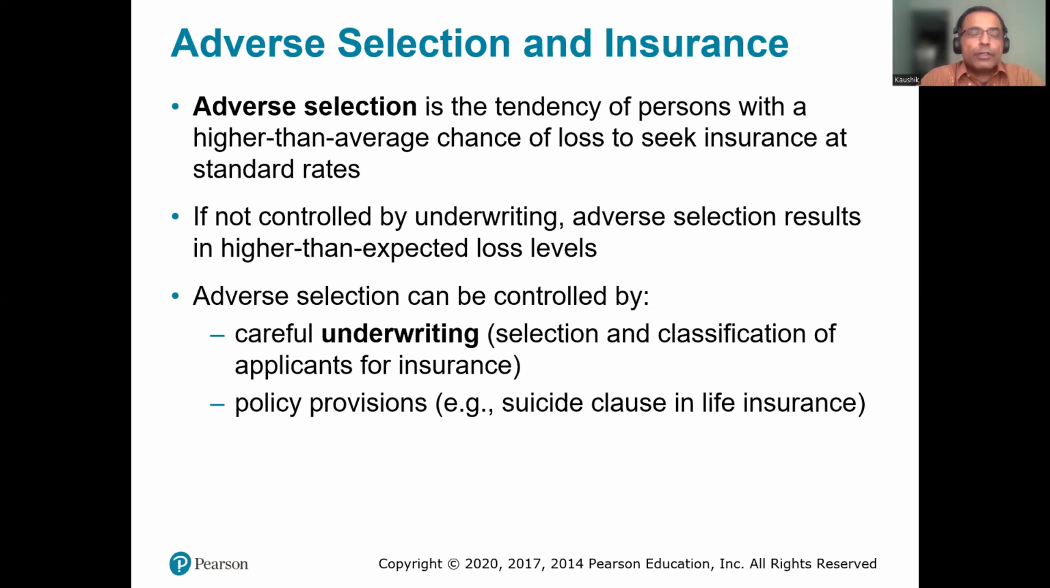So we start with the concept of adverse selection. Adverse selection means individuals with higher than average chance of loss are obtaining insurance at standard rate. This leads to insurance companies having to pay out more than expected, which is not good for their business. So how can companies control adverse selection? They can do so by careful underwriting.